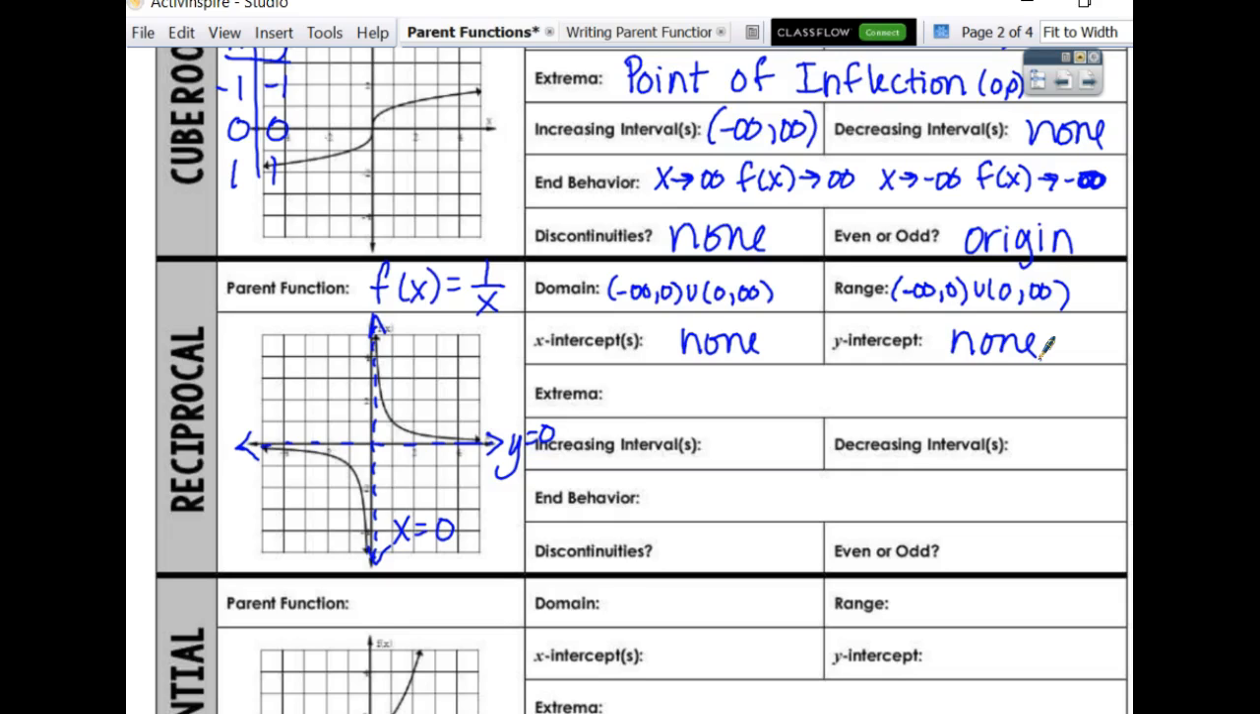Okay, critical points. Is Maddie here? Where's Maddie? Maddie, any? Max, min, point of inflection. None.